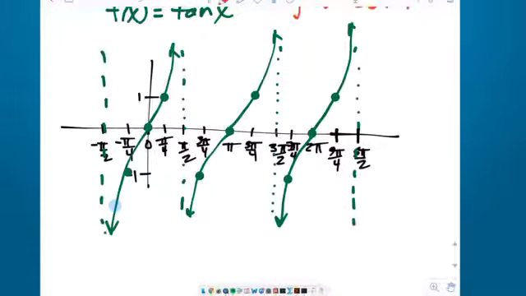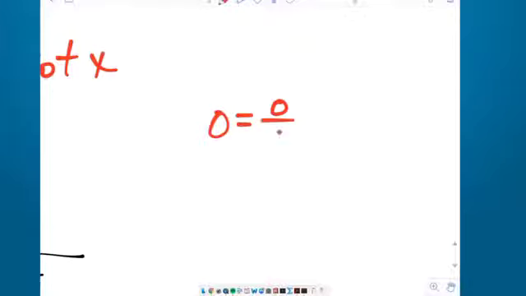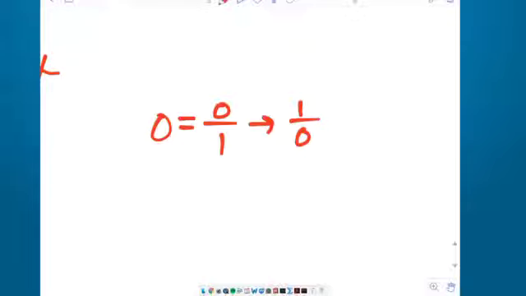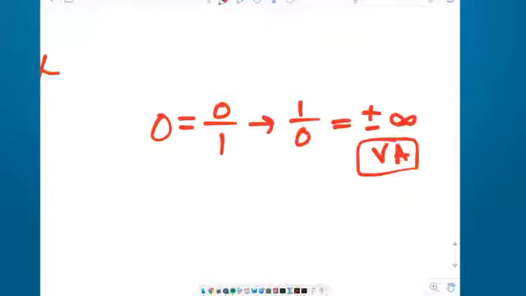Because what are the tangent values on the x-axis? 0. So wherever tangent is 0, cotangent is going to be the reciprocal of 0. And what is the reciprocal of 0? Not 0. Thank you, infinity. Because 0, remember, is really 0 over 1, or 0 over 5, or 0 over negative 3. When you flip that, you get 1 over 0, or negative 3 over 0. And that is some type of infinity, which means vertical asymptote on the graph.